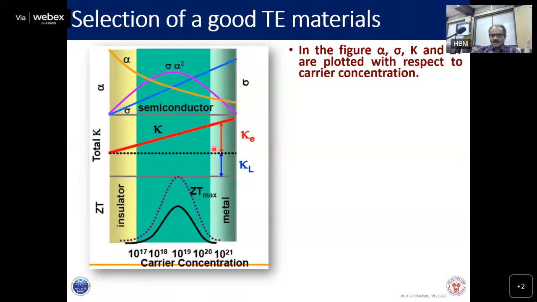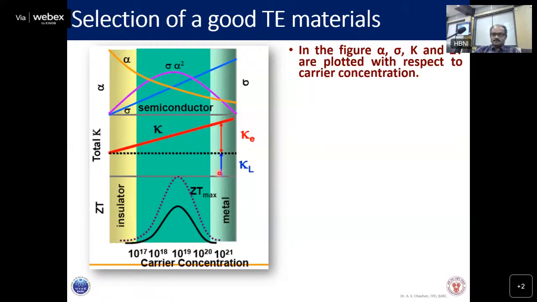So this is the thermal conductivity part. The lattice thermal conductivity doesn't depend much on the carrier concentration in this particular case, and the electrical conductivity is increasing because more electrons or more holes, the carriers, are injected, so they can take more current. So this is the K part.